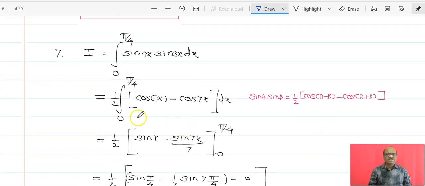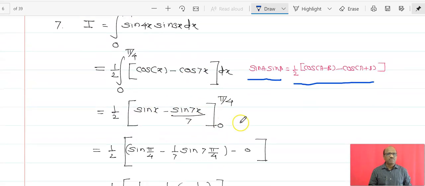Now the problem number 7. I is equals to integral 0 to pi by 4 sine of 4x and sine of 3x dx. Now here we will apply the formula: sine a into sine b is equals to 1 upon 2 cos of a minus b minus cos of a plus b. Now here cos of a minus b, a is 4x minus 3x is x, minus cos of a plus b, 4x plus 3x which is 7x. Therefore 1 upon 2 integral 0 to pi by 4 cos of x minus cos of 7x dx. Integral of cos of x is sine of x and integral of cos of 7x is sine of 7x upon 7.